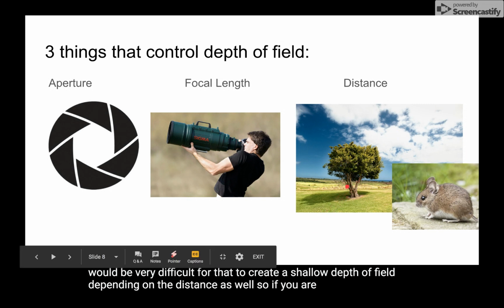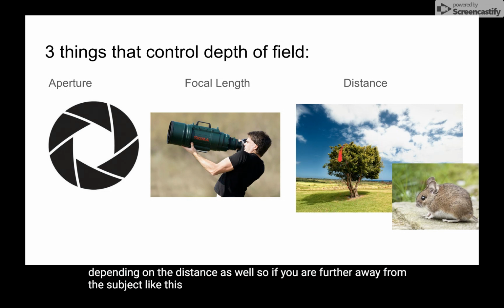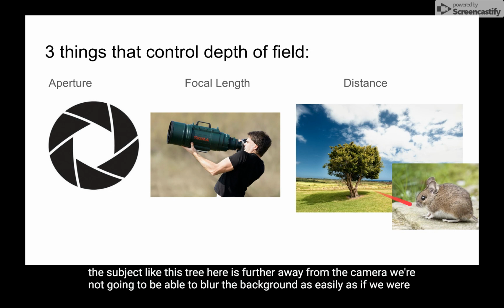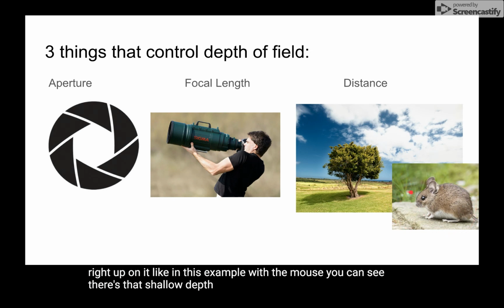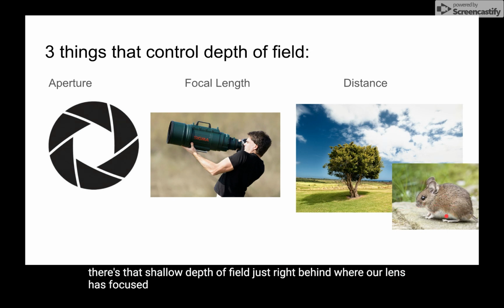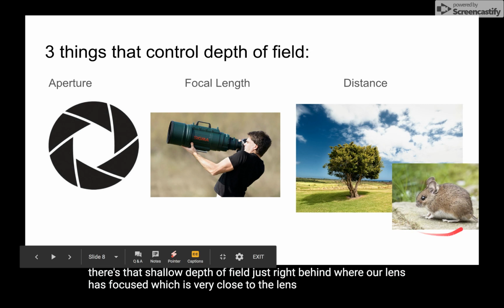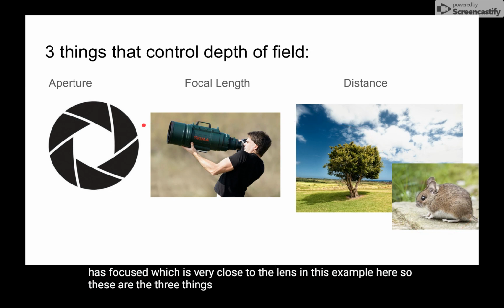So if you are further away from the subject, like this tree here is further away from the camera, we're not going to be able to blur the background as easily as if we were right up on it, like in this example with the mouse. You can see there's that shallow depth of field just right behind where our lens has focused, which is very close to the lens in this example here. So these are the three things that control depth of field.